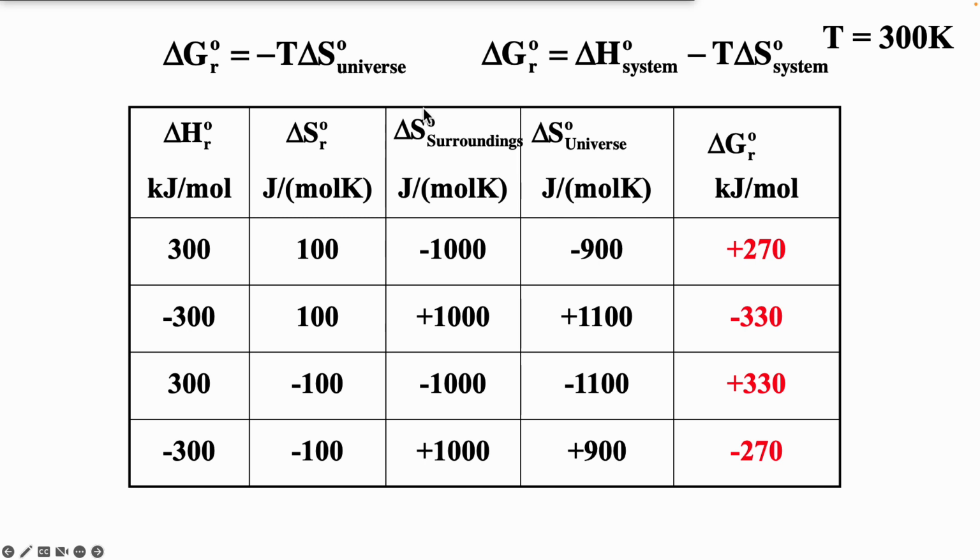And again, because we have minus T delta S universe, when delta S universe is positive, that means delta G is negative. And so you can think about if a reaction is spontaneous by either looking at delta S universe or by looking at delta G. So if delta S universe is positive, the reaction is spontaneous. If delta G is negative, the reaction is going to be spontaneous.